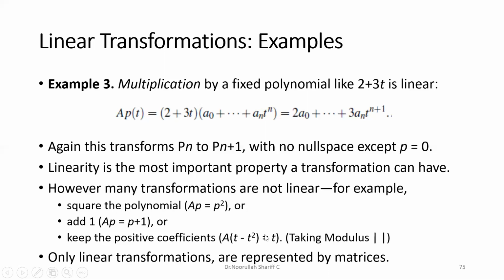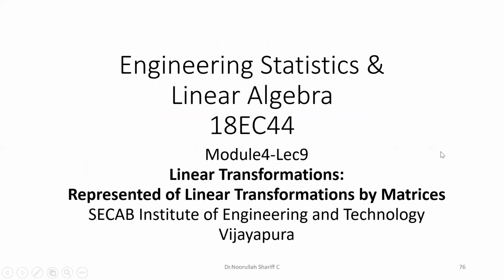that will be A of t minus t squared. That might give us minus t, keeping the positive coefficient only. That will not give us a linear transformation. So we see that only linear transformations can be represented by matrices. The nonlinear transformations cannot be represented by matrices. With this, we come to the end of the lecture today. We'll take up how we can represent the linear transformations by matrices in a more detailed way in the next class.